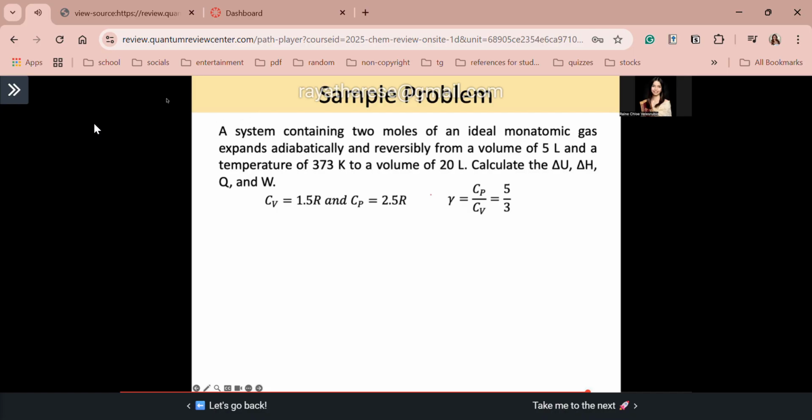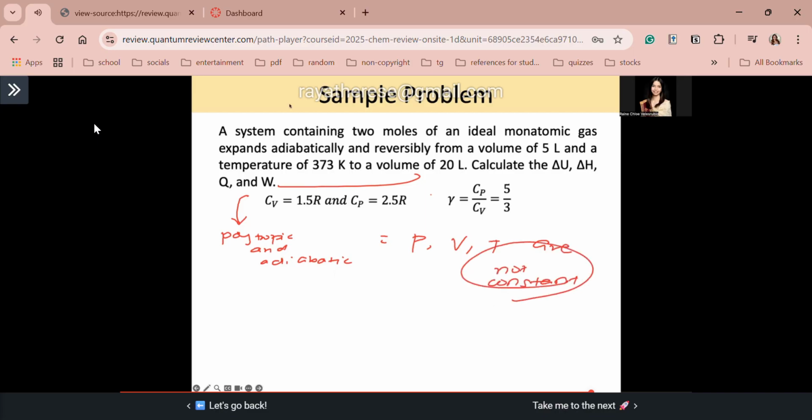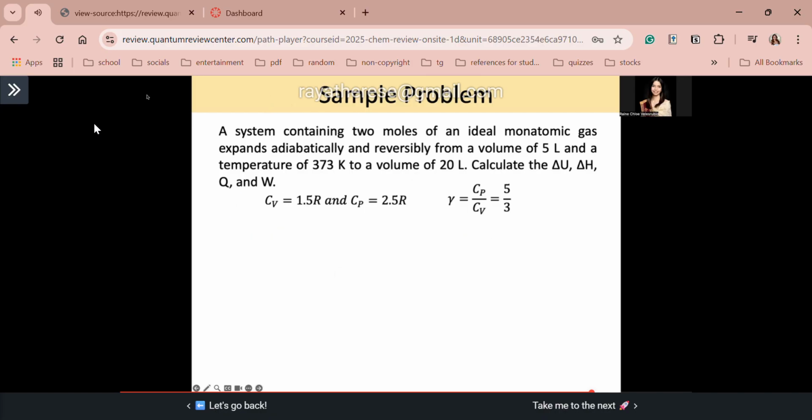Now guys, I will introduce a new equation to you, because what this problem asks for is more complex. The calculations are not straightforward. This is concerning a polytropic and adiabatic system. When we say polytropic and adiabatic system, P and T are not constant. Therefore, we have to use other equations in order to determine other variables. So here, we will use this equation.